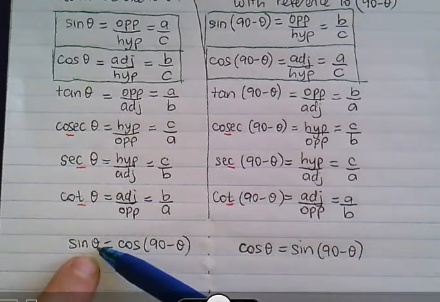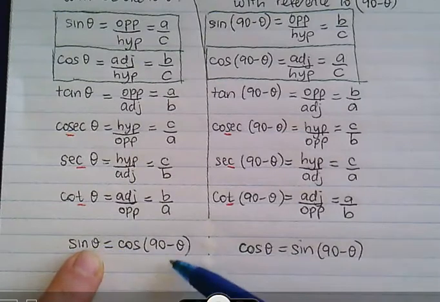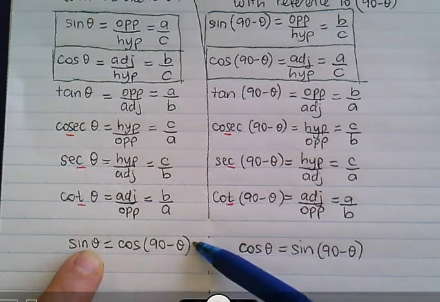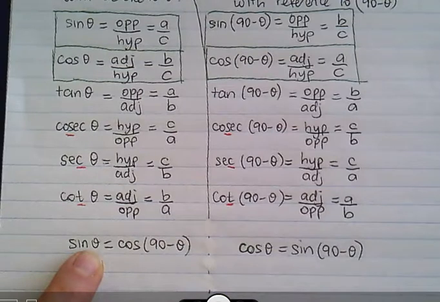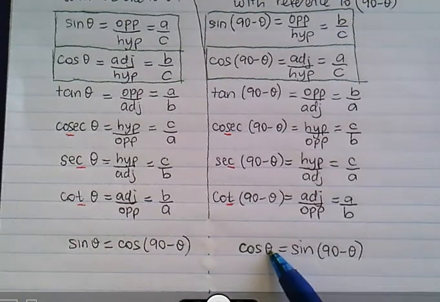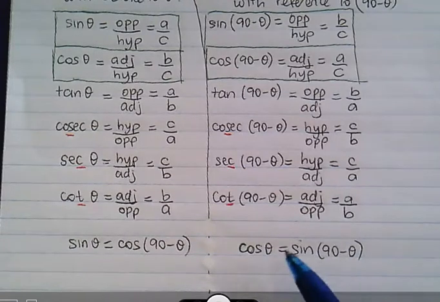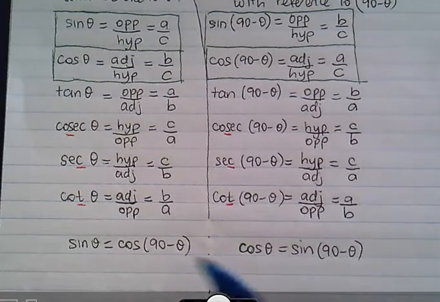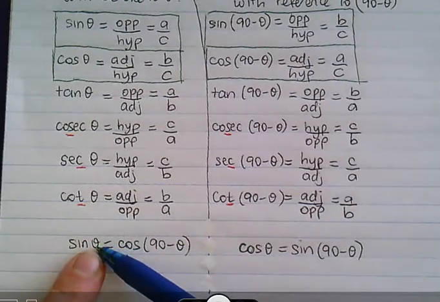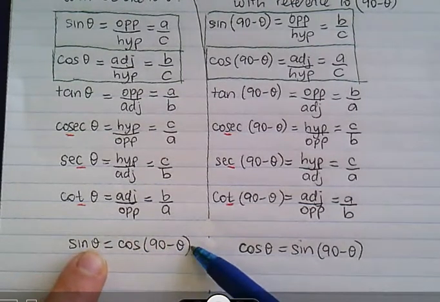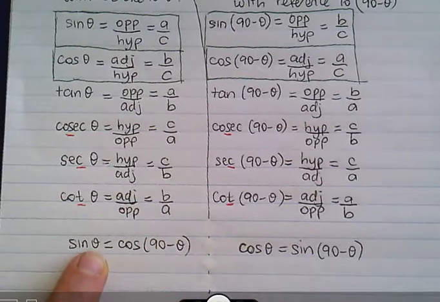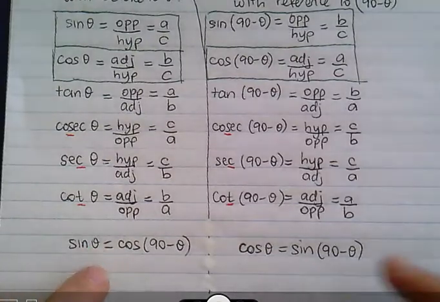For example, if theta was 30, sine of 30 equals cos of 90 minus 30, which is 60. Sine of 30 equals cos 60. Or if theta was 30 here, cos of 30 equals sine of 90 minus 30, which is sine of 60. They're called complementary ratios because complementary angles add up to 90. So if, for example, theta here is 10, sine of 10 equals cos of 90 minus 10, which is cos 80. So 10 and 80 make 90. So that's why they're called complementary ratios.